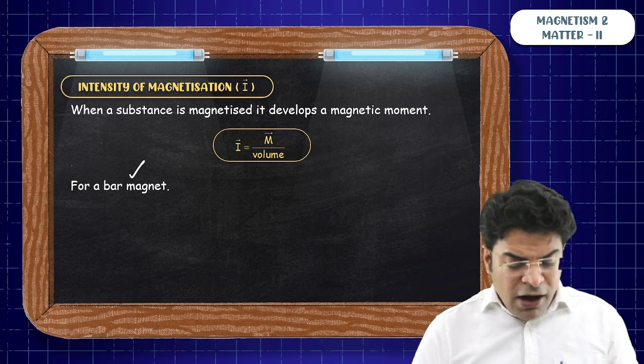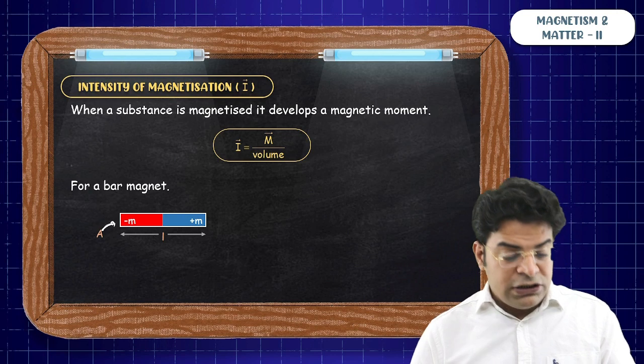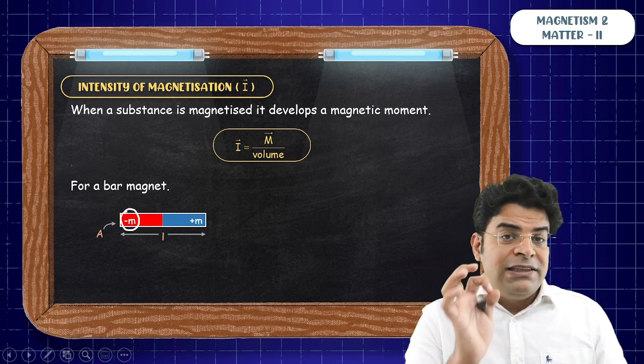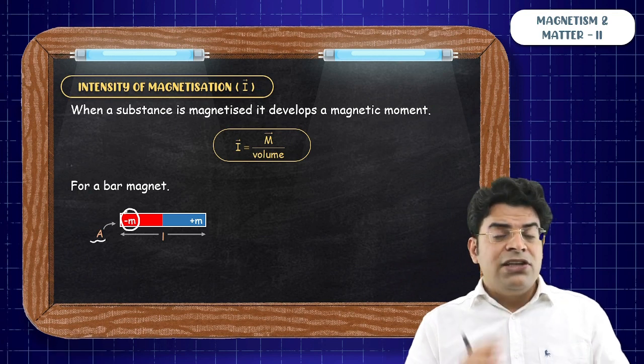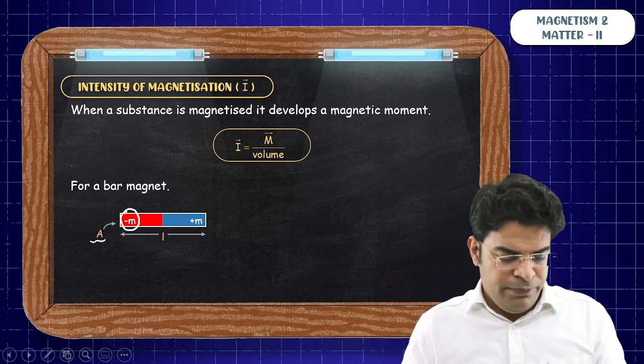Now, if we have a bar magnet of cross-sectional area A, then the magnetic pole strength of the bar magnet is directly proportional to the cross-sectional area. The greater the cross-sectional area, the higher is the magnetic pole strength, right?